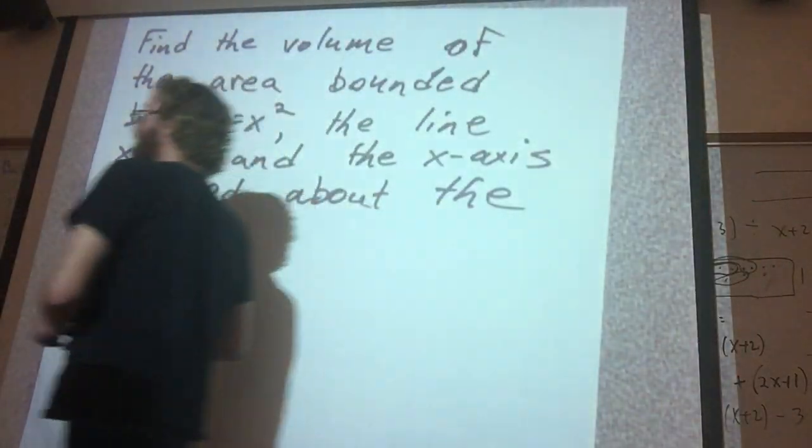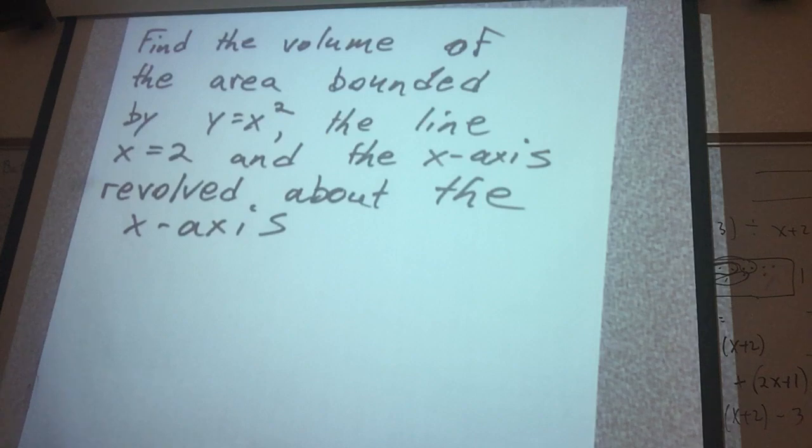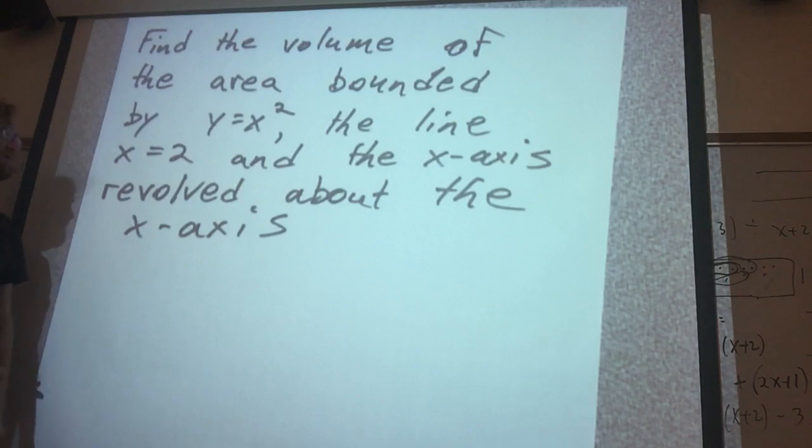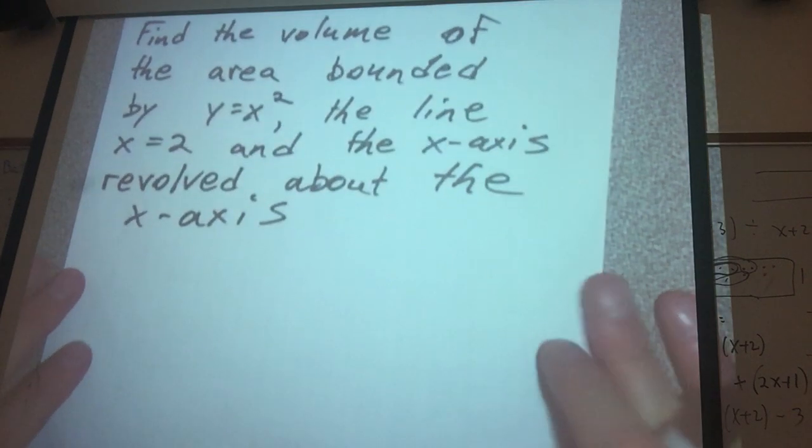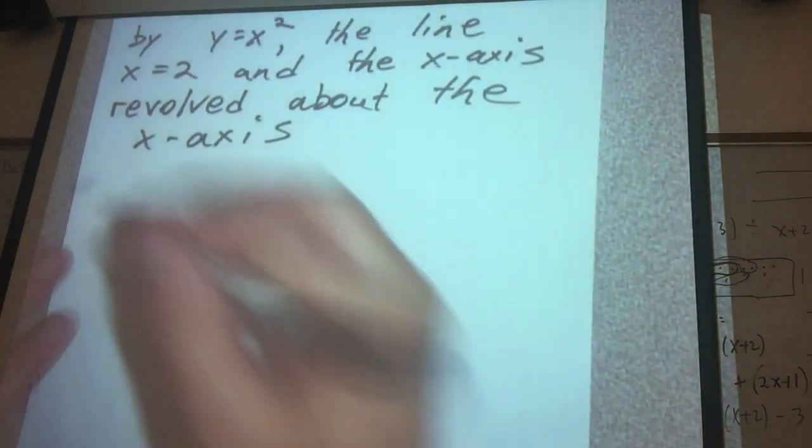Okay, so we're going to try to find the volume of the area bounded by y equals x squared, the line x equals 2 and the x-axis, and we're going to revolve it about the x-axis. Okay, so let's try to interpret what I'm actually saying in this picture. If I'm revolving about the x-axis, what type of volume am I going to be looking at here?